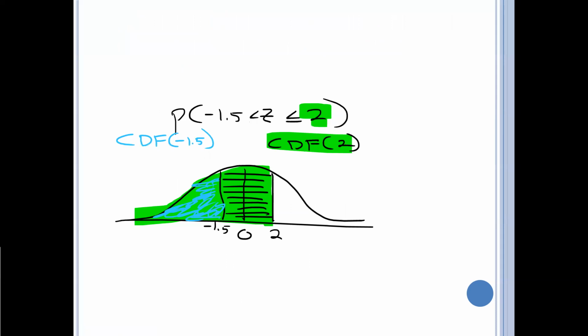So again, if we wanted to find the area in between two things, you can see the green bit is the CDF of 2. It gives you everything below 2. So everything that's shaded in green is CDF of 2. Then you do the CDF of -1.5, which gives you just the stuff in blue. If you subtract the blue stuff from the green stuff, you're left over with the black stuff in the middle, which is what we wanted because we just wanted the area in between those two. So that's how we do in-betweens.